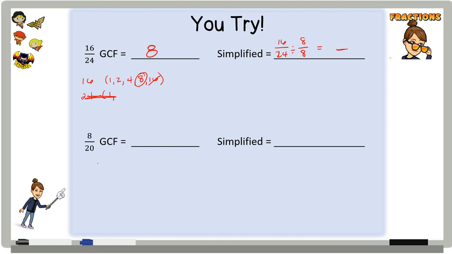Here, the GCF of 8 and 20. So again, list the factors of the smallest number: 1, 2, 4, and 8. 20 isn't divisible by 8, but it is divisible by 4. So the GCF is 4. So you're going to set it up and divide both of them by 4.